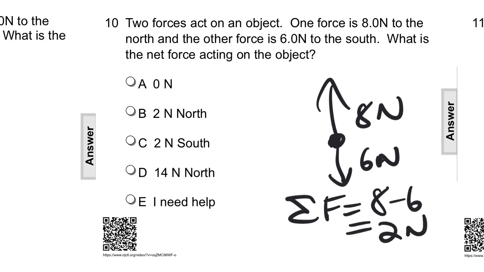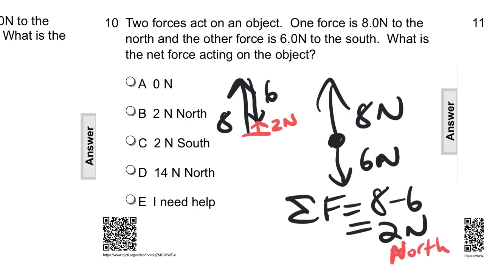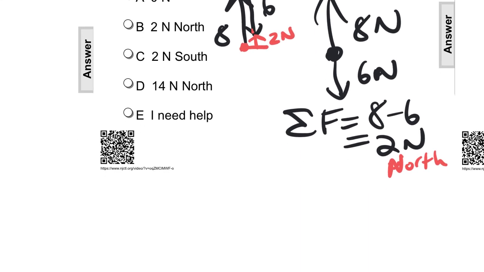You could do the head to tail method if you want. 8 here, then 6 here, and then from the start to the finish, we get 2 newtons pointing up. Now, I'm not going to say up, I'm going to say north. Okay, remember you got to go from the start to the finish. That direction.